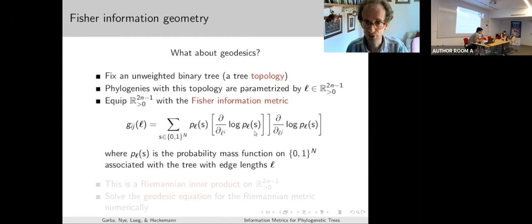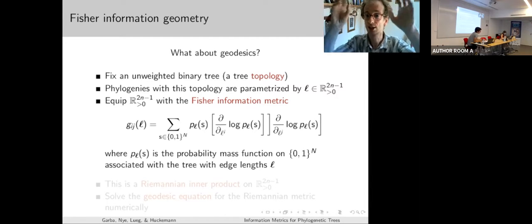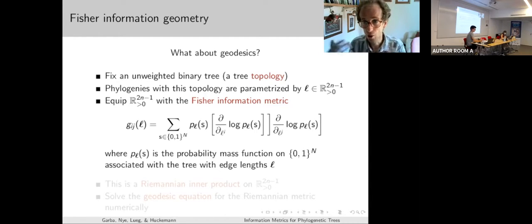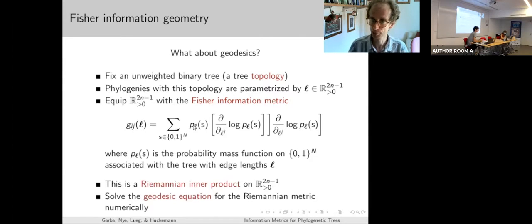Okay, so that's defined using the following formula. Here, P subscript L is the probability mass function of the distribution of letters at the leaves associated with the tree with these particular edge lengths. So I go from edge lengths to tree. The tree gives me a distribution on letters at the leaves, and that's the probability mass function of that distribution. So I obtain a Riemannian inner product on this positive orthant.